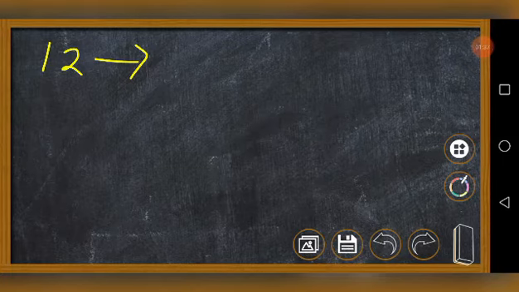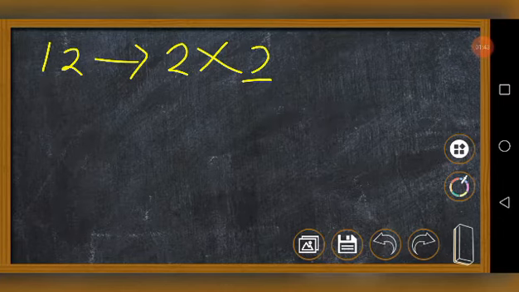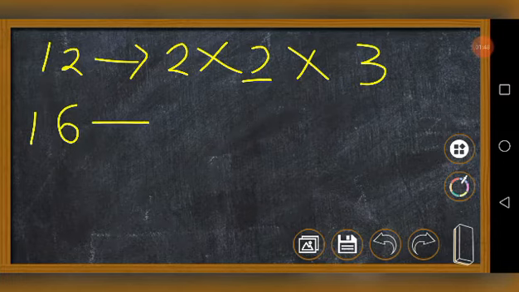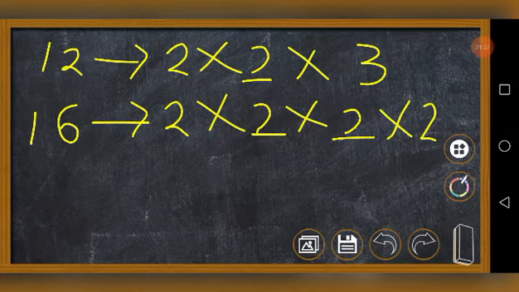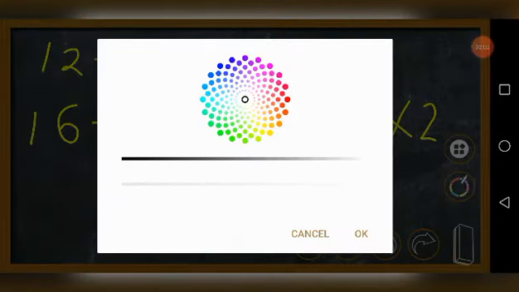Now list the prime factors for each number. The prime factors for the number 12 are 2 times 2 times 3, and the prime factors for the number 16 are 2 times 2 times 2 times 2. So, to find the LCM, we have to choose the common and non-common, but from the common we have to choose only one number which is repeated.